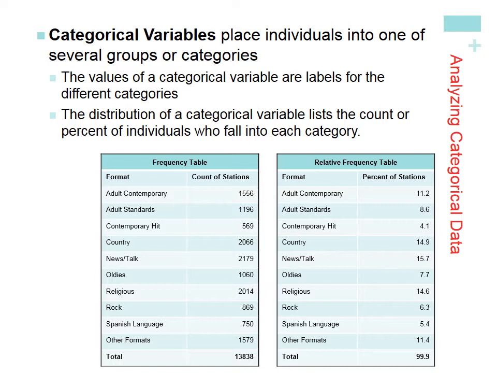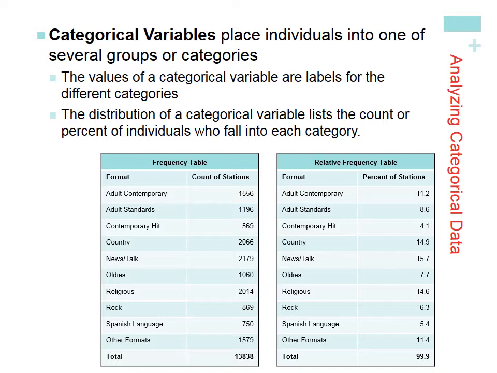As I said at the beginning of the first slide, categorical variables place individuals into one of several groups or categories. So if you have a whole bunch of people, let's say everybody in the AP Stats class, and we're looking at their eye color, they would place the individual into one of the eye color groups. The values of the categorical variable are the labels for the different categories. For example, with eye color, the value of the categorical variable isn't necessarily a numerical value, it's the label that we're putting it in. Eye color is blue, green, brown, black. Maybe you have the crazy contacts in your eye color.